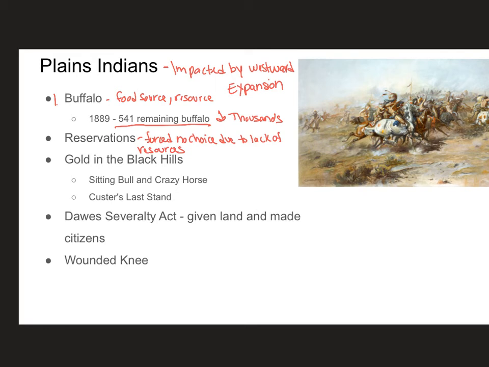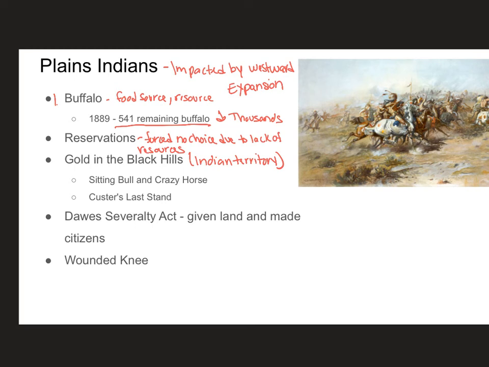So obviously this led to a lot of tension and conflict. Here the Native Americans now are losing their resources, are being forced onto reservations. So it's causing a lot of conflict. And then to add fuel to the fire, if you would, they found gold in the Black Hills. So the Black Hills was Indian territory. So because they found gold in the Black Hills, many prospectors came looking for gold.